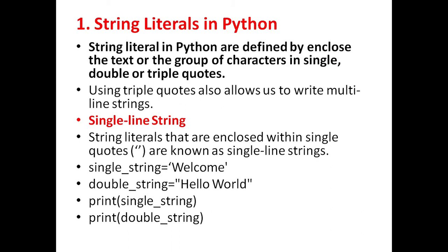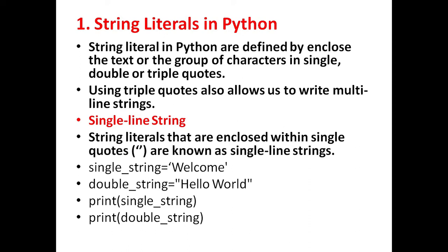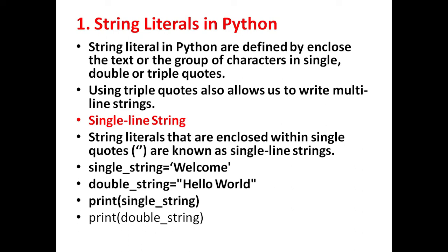String literals in Python are defined by enclosing the text or the group of characters in single, double or triple quotes. With triple quotes, you can write a multiline string. String literals that are enclosed within single quotes are known as single line strings. For example, single string equals single quote, then welcome. Double string equals hello world. And with the print statement, we can print the single string or double string.